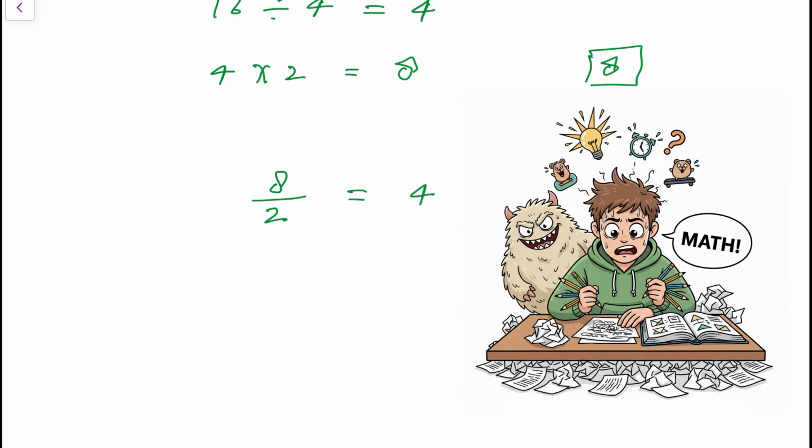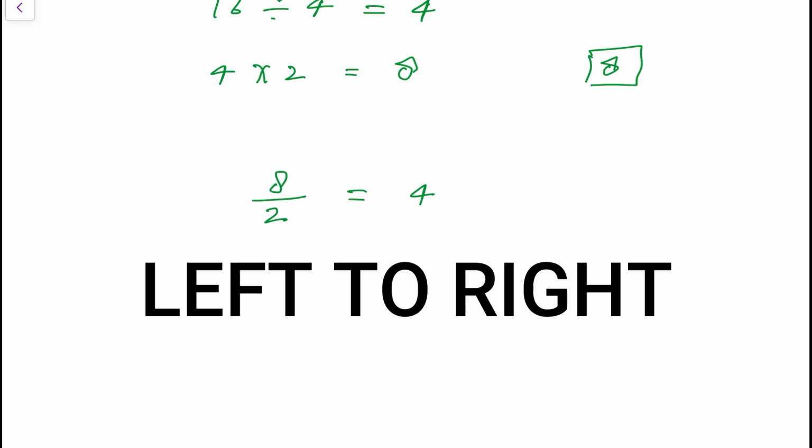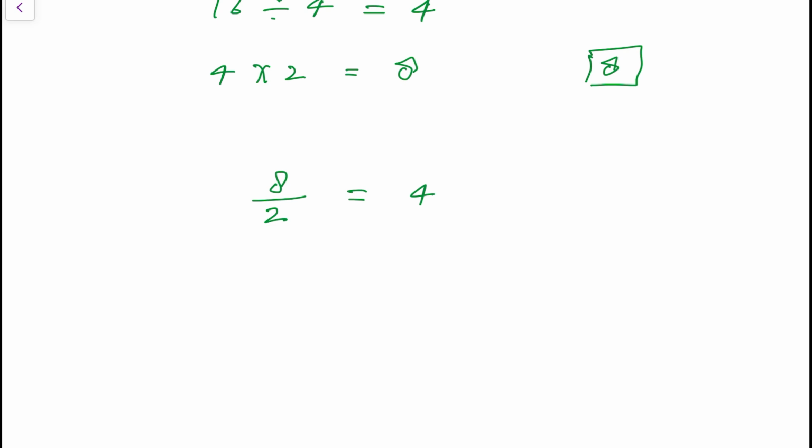So next time a question like this shows up, don't rush, don't guess. Just follow the steps. Remember, left to right for division and multiplication is the key to accuracy. Math isn't tough, it's just about the right order.